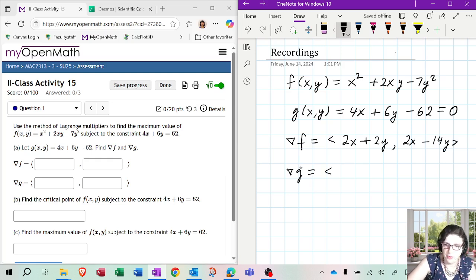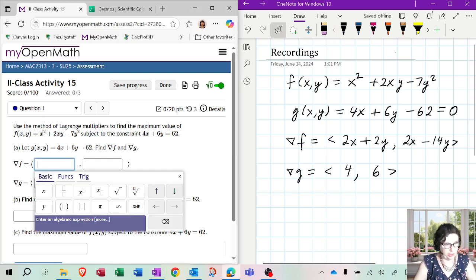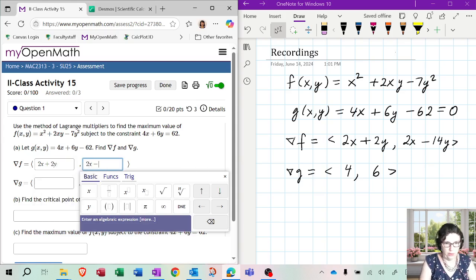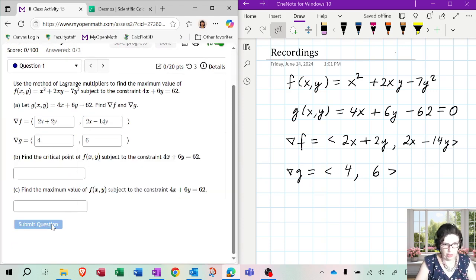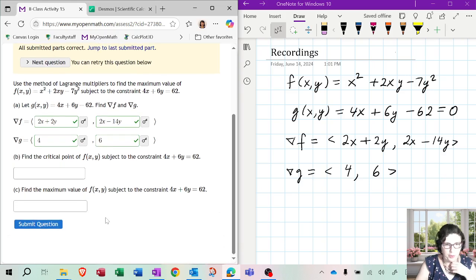Okay, for g, that's very simple. The derivative of 4x is 4. The other terms just turn into 0. Similarly, for y it will be 6. Okay, so let's go ahead and put that in here. And hopefully we got that correct. Let's just check it. Okay, so that part's good.